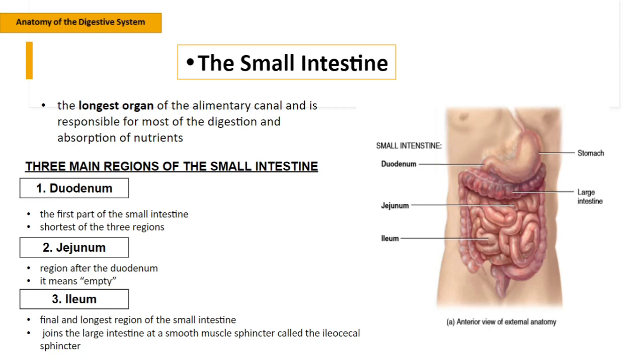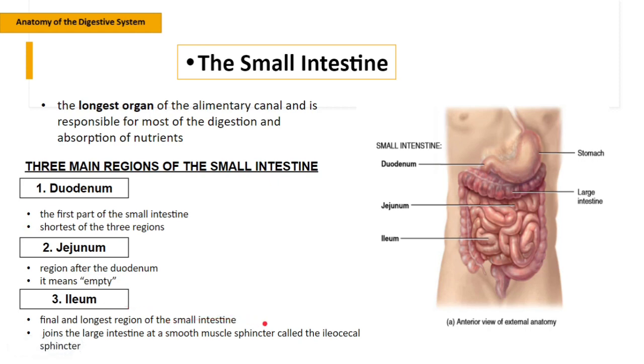The second one is the jejunum, which means empty. Yung word na jejunum actually means empty. Then the third one is the ileum, which is the final and the longest region of the small intestine. Ileum joins the large intestine at a smooth muscle sphincter called the ileocecal sphincter. Please do take note, kaya ang tawag sa kanya is ileocecal kasi ileum.